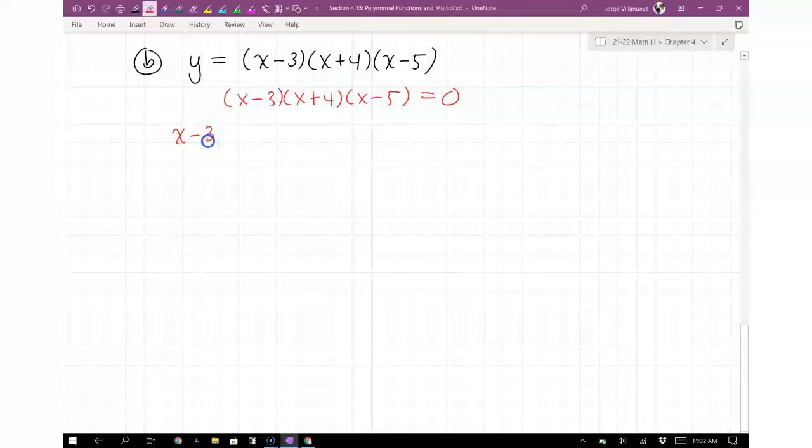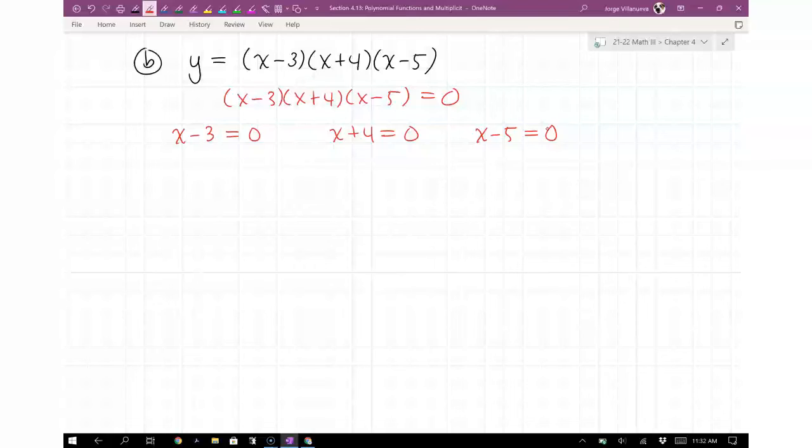So x minus 3 is 0. X plus 4 is 0. X minus 5 is 0. Again, this is an Algebra 1 property, okay? This is from 2 years ago. So it allows us to break up all these products and separate them into individual problems, okay?